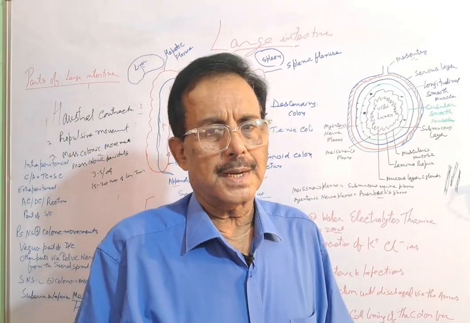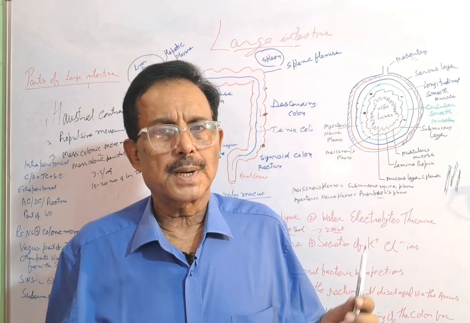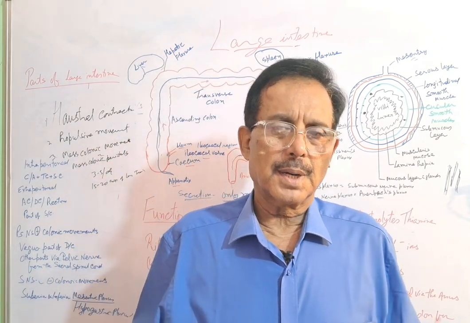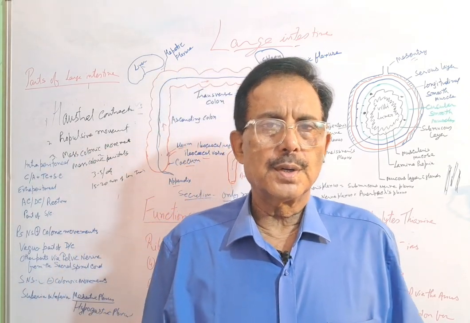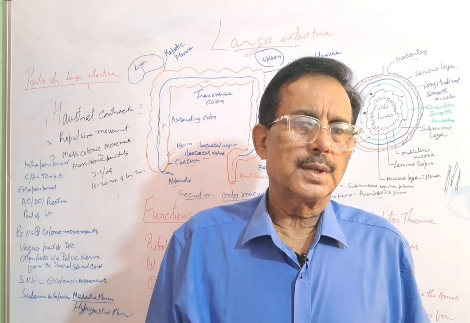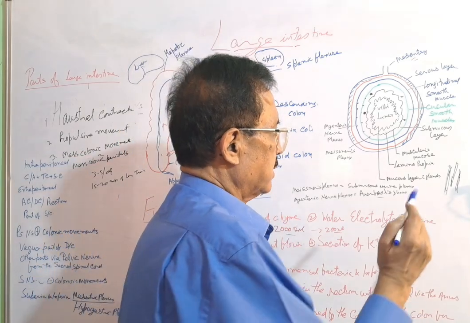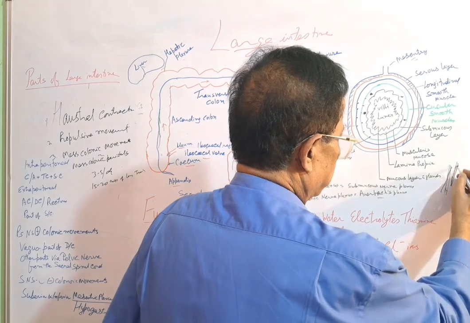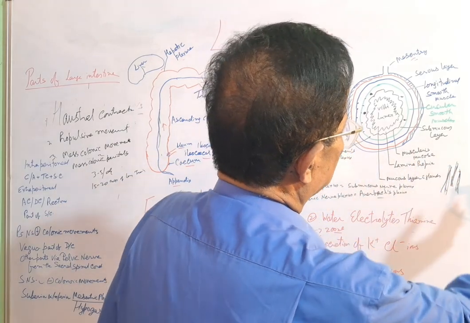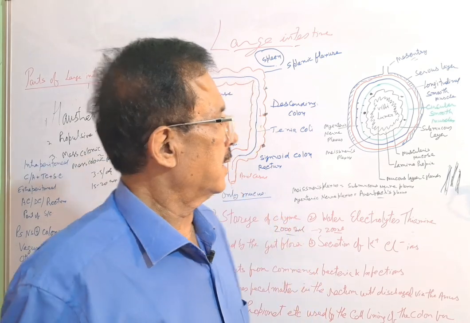In the large intestine, there are no villi and no plica circularis. Simple tubular glands are present, and a large number of goblet cells are present that secrete mucus. The longitudinal smooth muscles are arranged in three tinea coli. Okay, this is visible from the serous layer. We can see it from the serous layer.